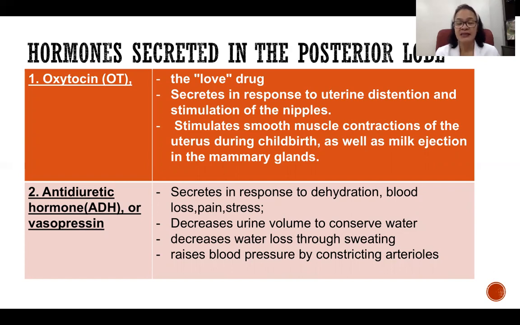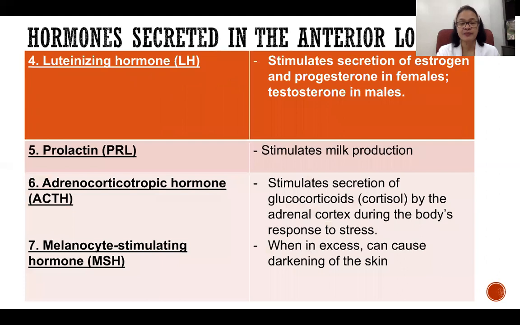And we have the ADH, or the vasopressin, which is secreted in response to dehydration, blood loss, pain, and when the patient has certain stress, or any person with stress. And it decreases urine volume to conserve water. It decreases water loss through sweating, and it raises blood pressure by constricting arterioles.